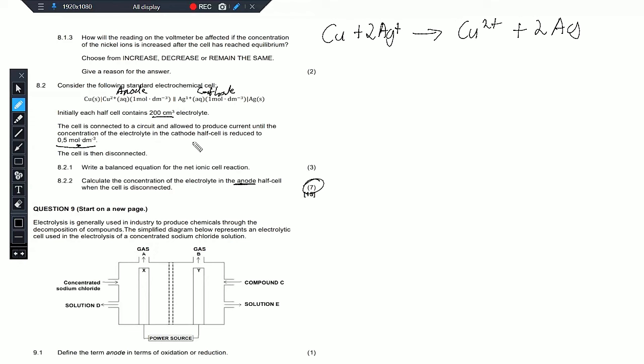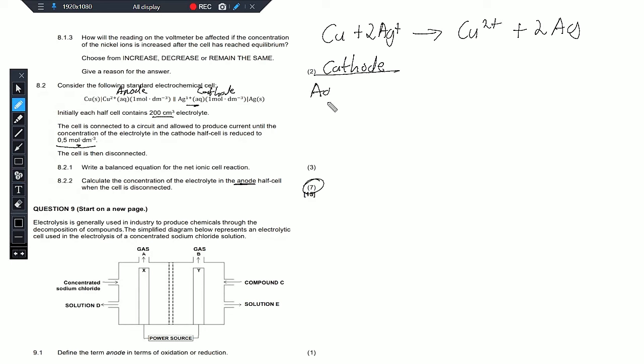Now, the 0.5 mol/dm³ here relates to the cathode. So we want to start by saying cathode and try to calculate for the cathode. Now the cathode, we do understand that it is for this one here, where we have the equation Cu to, not that one, the Ag, sorry. So the cathode is this one here.